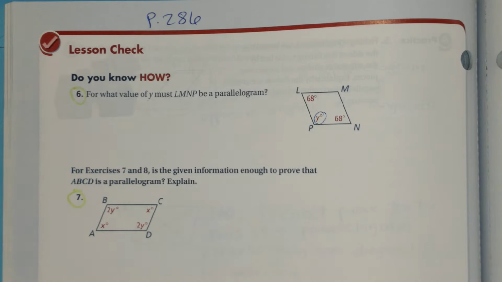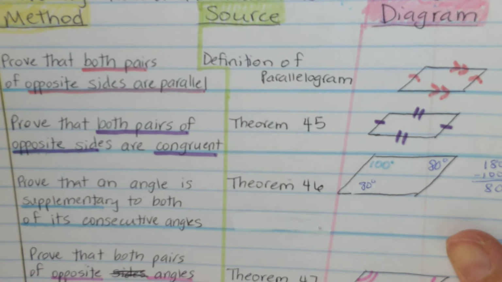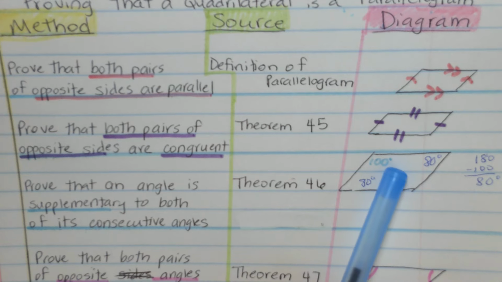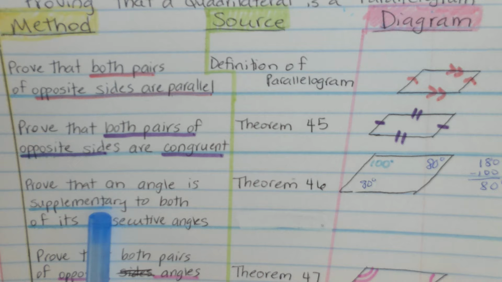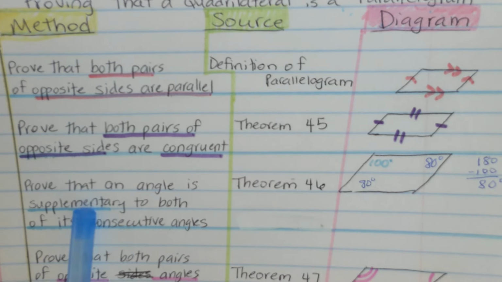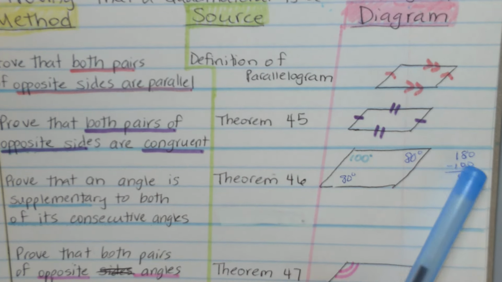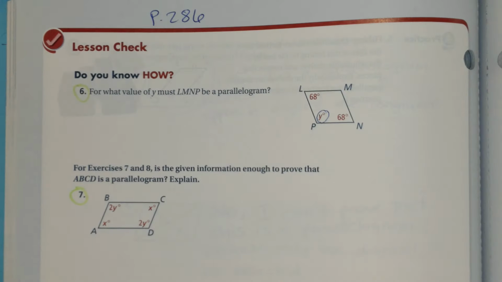So if you're not sure, let's look in the notes. That's where you can usually find your answers. You can even look at the pictures and see which one is similar. I can tell this one is kind of like it because it actually has numbers in for the angles. So it says, prove that an angle is supplementary to both of its consecutive angles. So supplementary means that they add to 180, and I even did a little example right there showing how you do 180 minus the one you know, and that gives you what the other two would be. So that's what I'm going to do here.